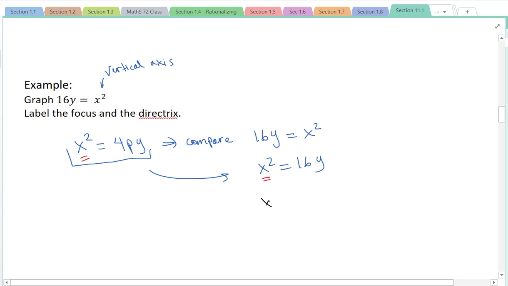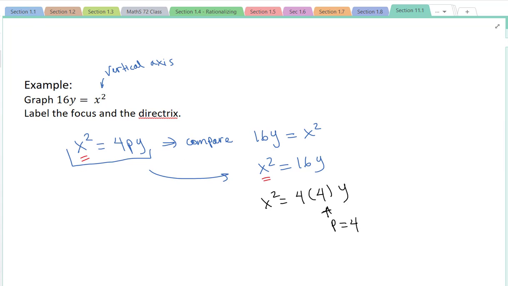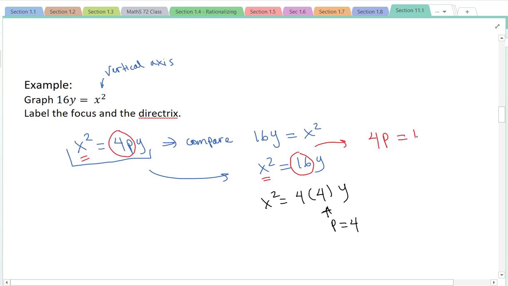We can say this is x squared equals, I have to get that 4 in here, so 4 times what gives me 16, and then I have the y. In this case, we can easily see that 4 times 4 will give me 16. So that means that p is equal to 4. But the other thing that you can do when it's not so easily seen is that you can say, I want my 4p to equal the 16. So you can create an equation, 4p equals 16, and solve for p. Divide both sides by 4. So p is equal to 16 divided by 4, which is 4.